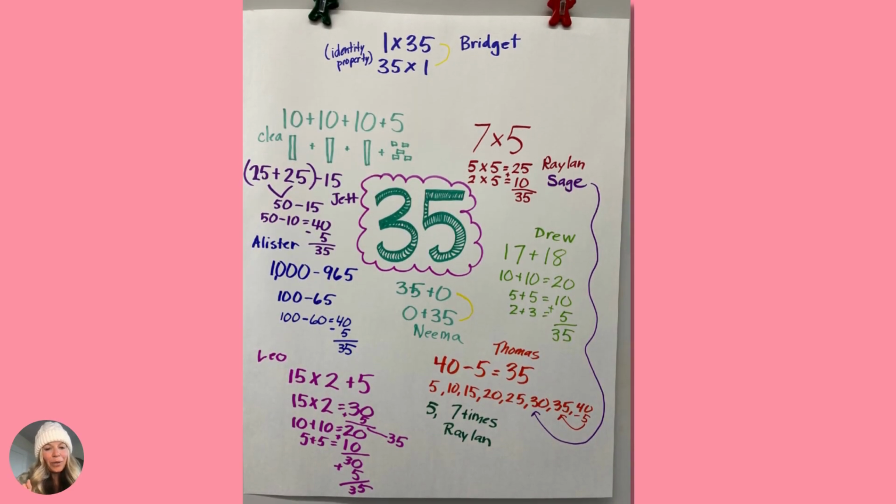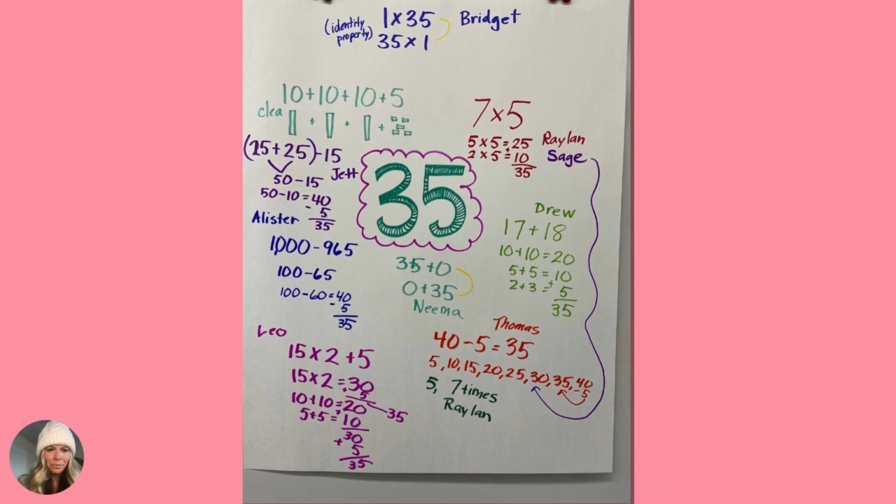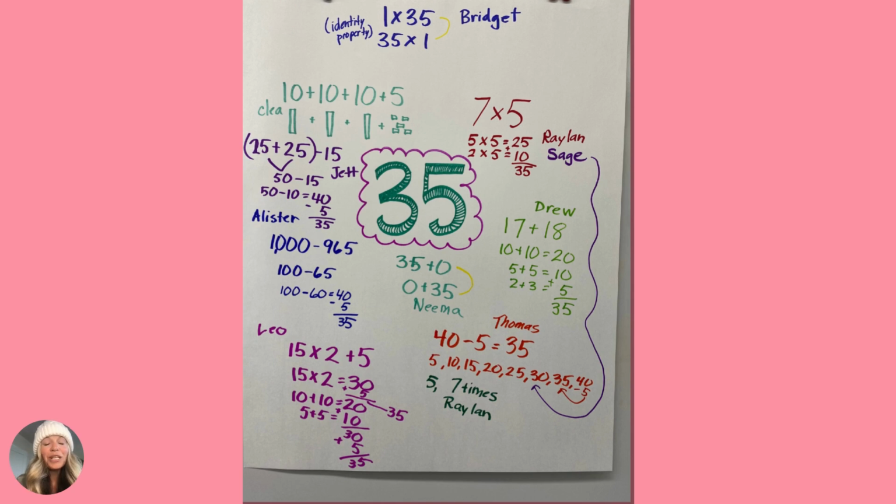So here is a sample of the number 35 from a third grade classroom. What's really cool about this math routine is that a lot of properties come out, and you can talk about the different properties. Here we could talk about the identity property. There was some commutative property going on. It's just a really cool way. It tends to bring out a lot of properties, and it's a natural way to talk about it.